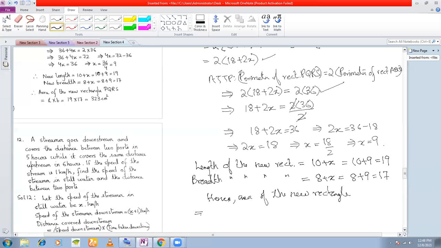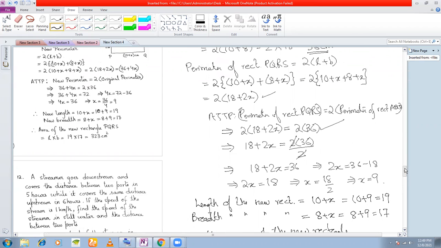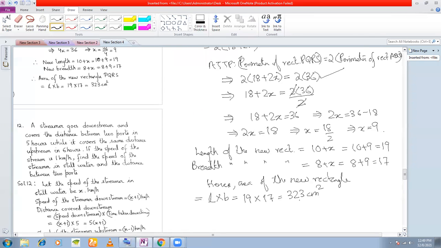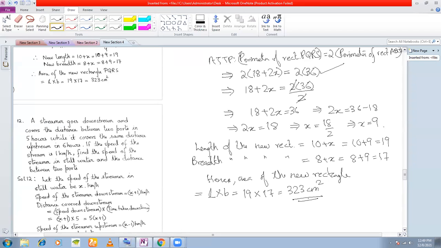Area of the new rectangle is equal to length into breadth. Length here we have got as 19, and breadth here we have got as 17. The area is 323 centimeter square, because the units are given in centimeters here, right? So therefore the unit of area is centimeter square. Fine. Any question? No question?